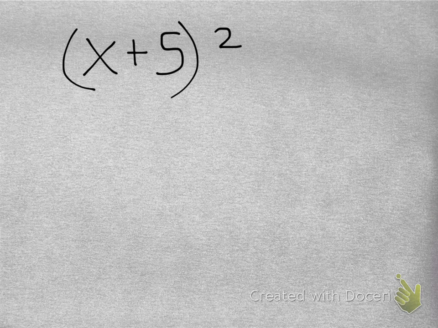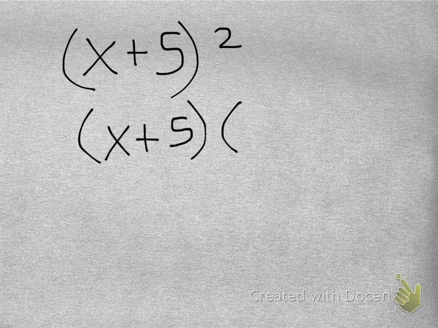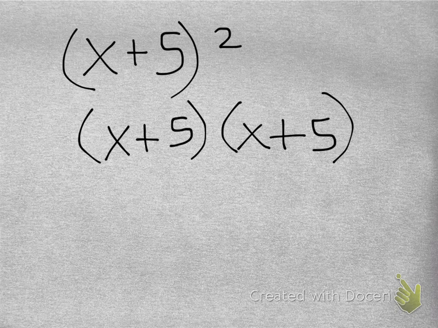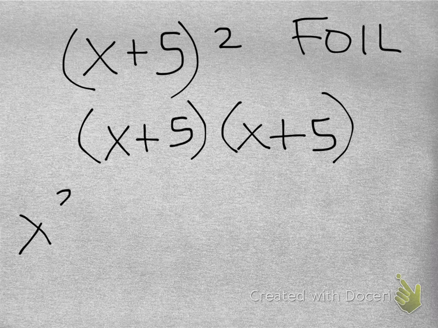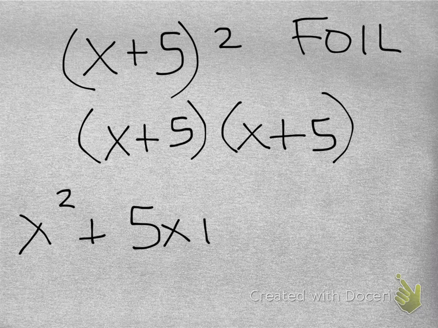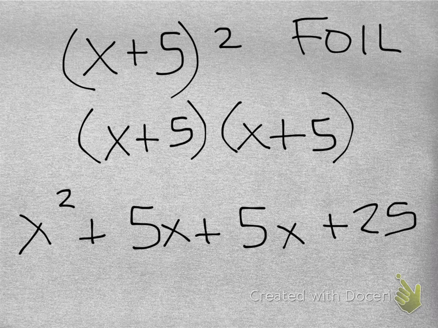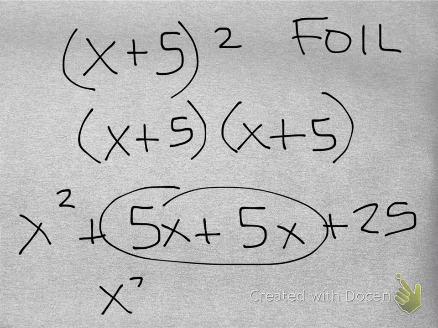For this one, number 14, this says x plus 5 squared. You can also think of this as x plus 5 times x plus 5, which means that's two binomials that we're multiplying, so we can use the FOIL pattern again. We're going to take the first terms and multiply. X times x is x squared. The outer terms, x times 5, 5x. The inner terms, 5 times x, 5x. And the last terms, 5 times 5, 25. Again, we can combine the middle terms, so we get x squared plus 10x plus 25.